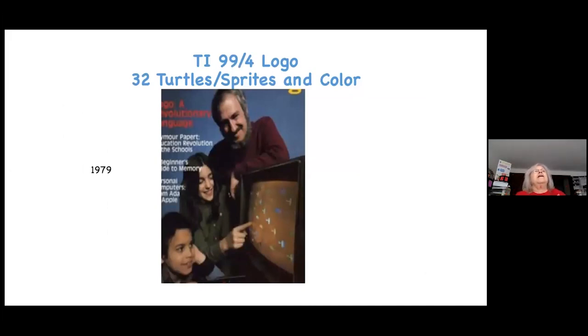What happened with the 2500 is it eventually became a business machine, and it was kind of swept away by microcomputers. And the Logo group at MIT worked on a version of Logo for the TI-99/4, which is what this is a picture of.